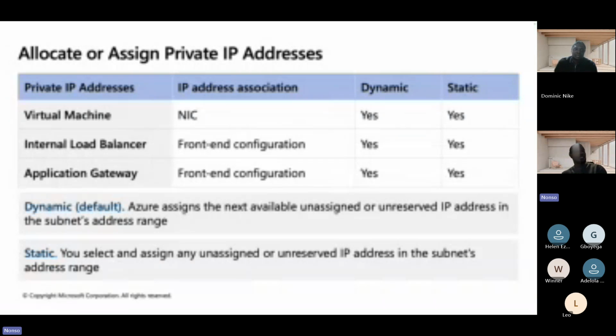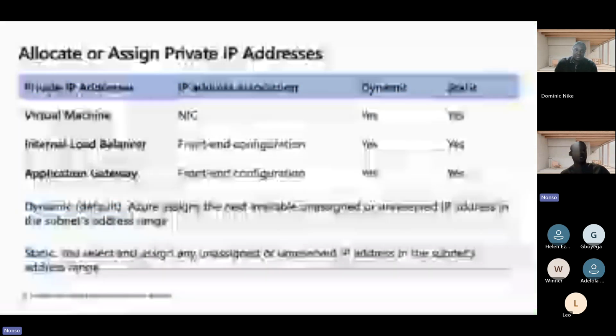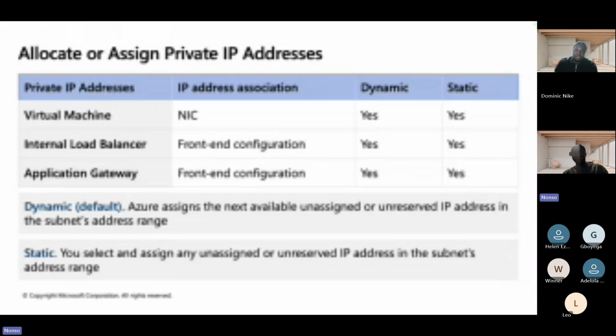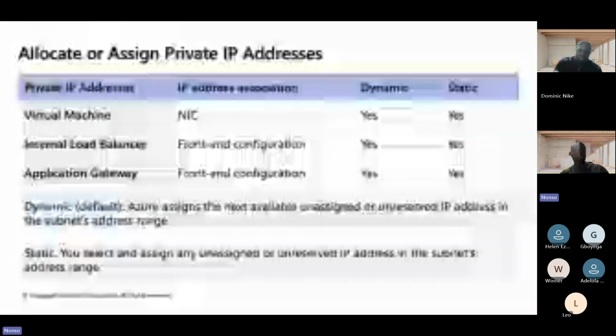Moving forward, where can you associate private IP addresses? You can associate them to a virtual machine. A virtual machine is a place you can associate private IP addresses. You can put it there. You can associate it to an internal load balancer. And application gateway, yes, for the front-end configuration, you can also put a private IP address. Associate means you can assign it there.